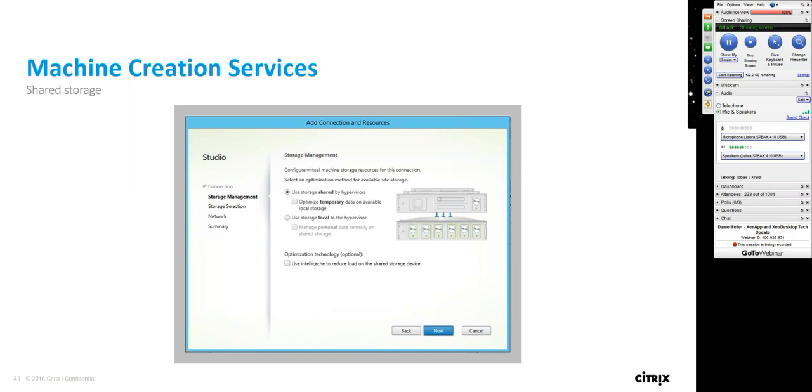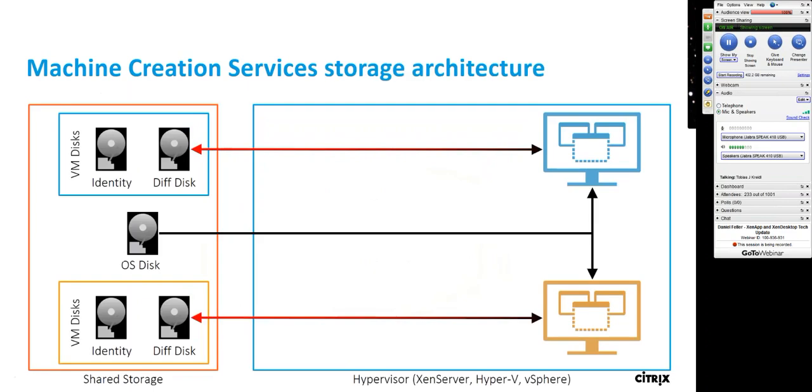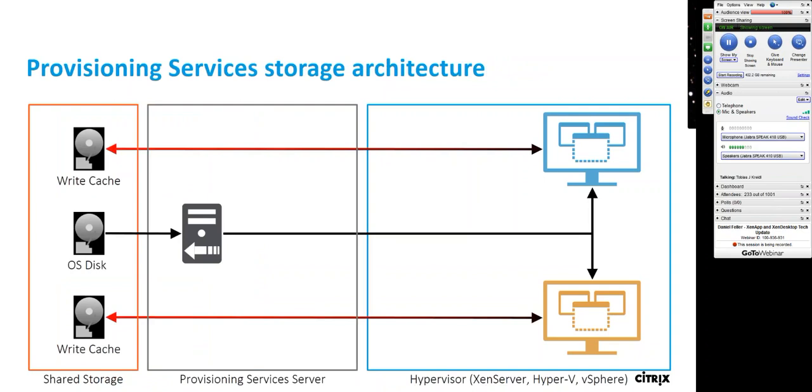So the first thing is, let's say you went with the default shared storage. This is what it's going to look like. You will have your OS disk on shared storage. That's your master image. Your VMs run on your hypervisor, and those VMs will be contacting your identity and your differencing disk that's also stored on your shared storage, the same place where your OS disk is. That's the default config.